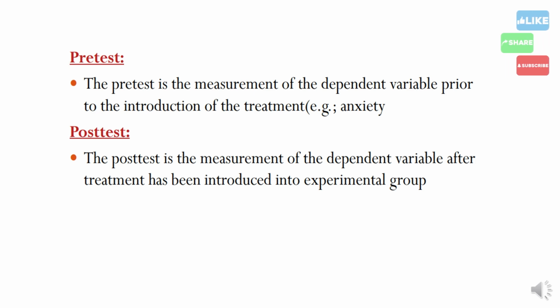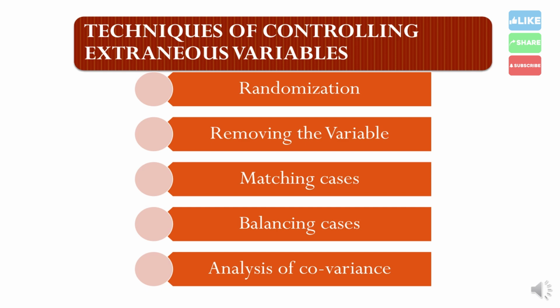In this, we can say the example included anxiety. The next is post-test. The post-test is the measurement of the dependent variable after treatment has been introduced into the experimental group. It's called post-test. Now we have some techniques of controlling the extraneous variable including randomization and removing the variable, matching cases, balancing cases, as well as analysis of covariance.